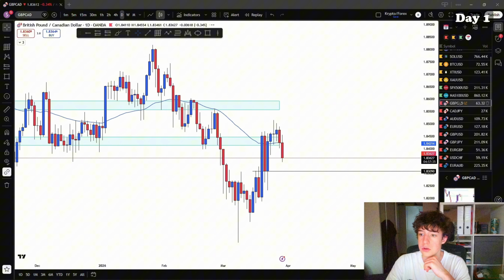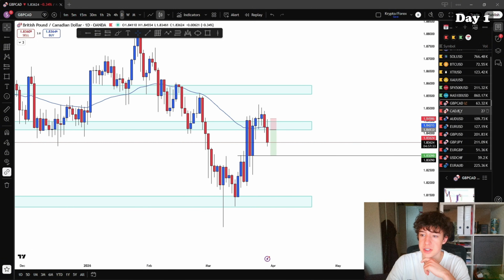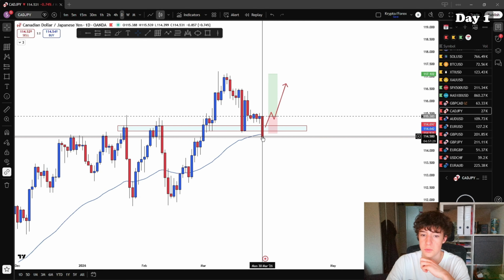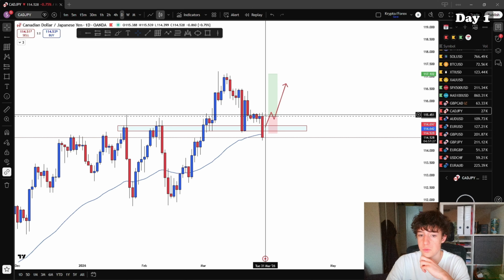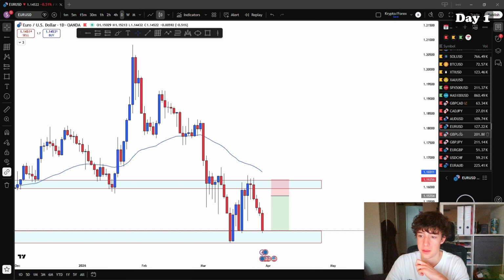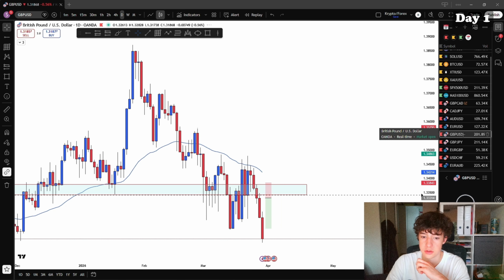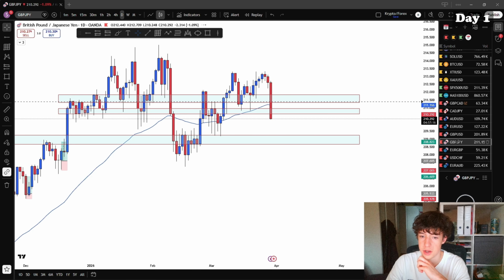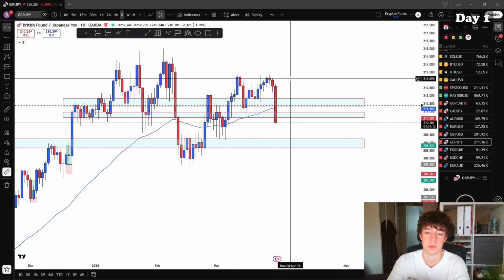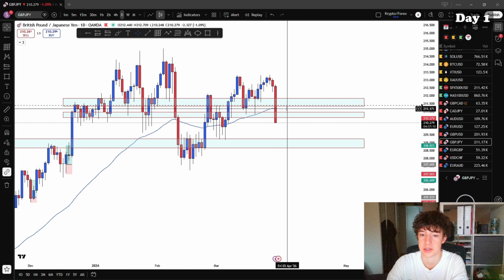So on GBP CAD we could still have the reversal. On CAD JPY we are under the area of interest. I just need to wait for a market shift. AUD USD is looking pretty good. We just need to wait. Euro USD is gone. GBP USD is gone as well. And right there at JPY, I'm just waiting for a retest somewhere through this area of interest.